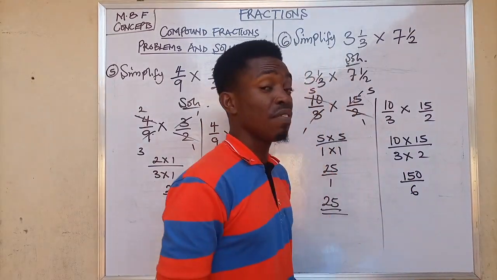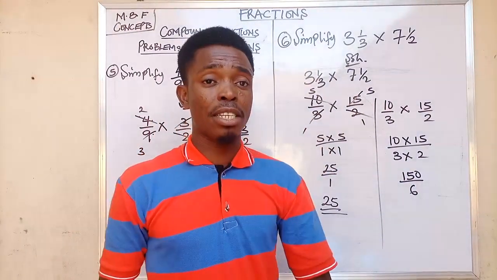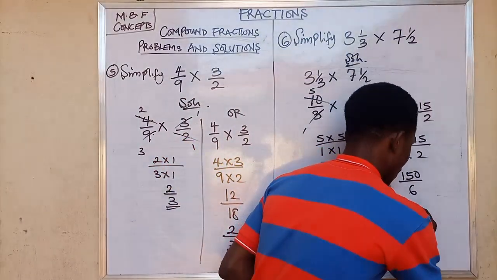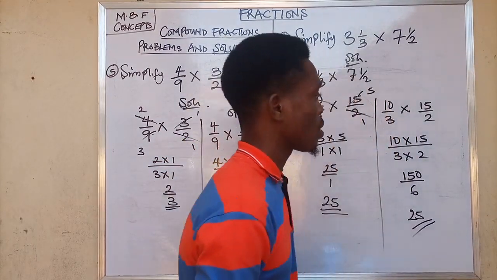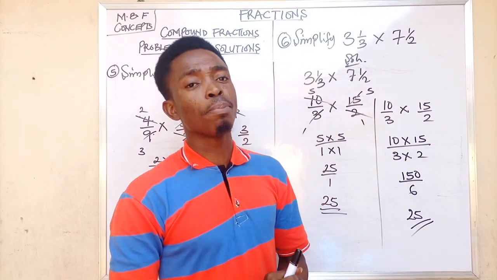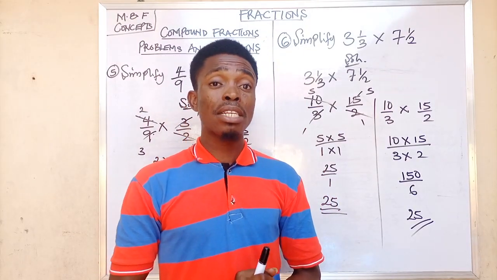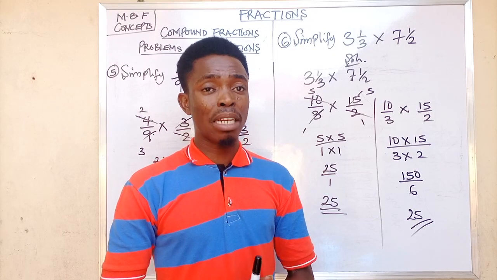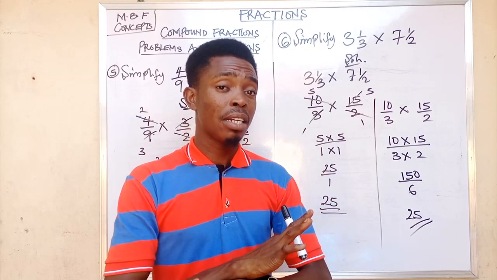And 150 is divisible by 6. So 150 divided by 6, you can use your calculator. We are going to have our answer as 25. So guys, whichever way you choose to solve a complex fraction with a multiplication sign is best for you, but understand that any of the methods you use, you are going to have the same result.